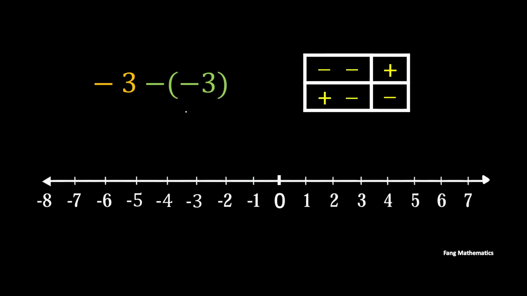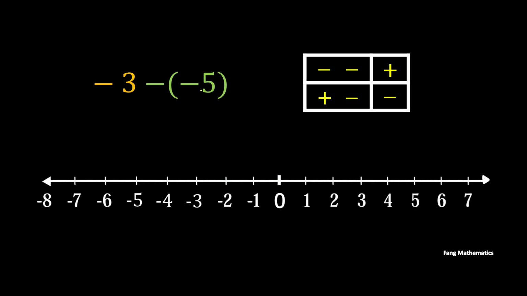Again, you encounter the same problem, the minus minus, and we just directly turn that to plus. We start from minus 3, plus sign, we are to move towards the right for 3 units. 1, 2, and 3. You land on 0, so your final answer should be 0.